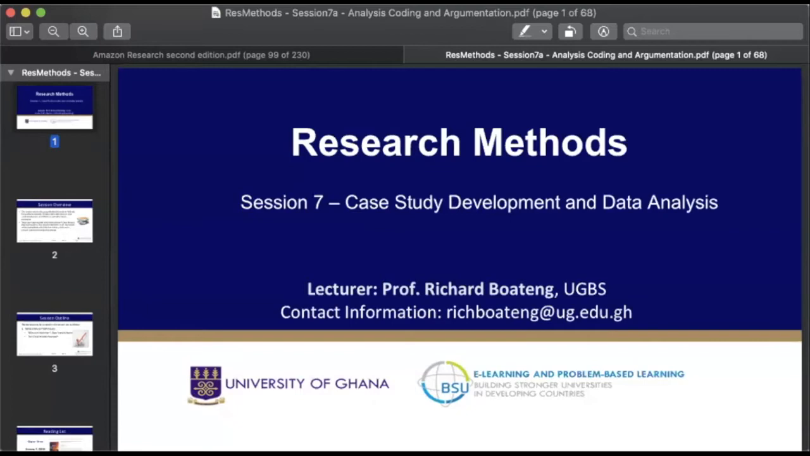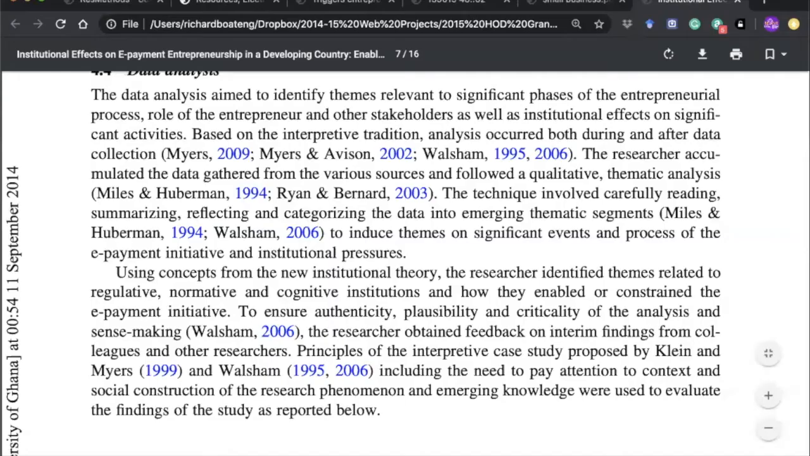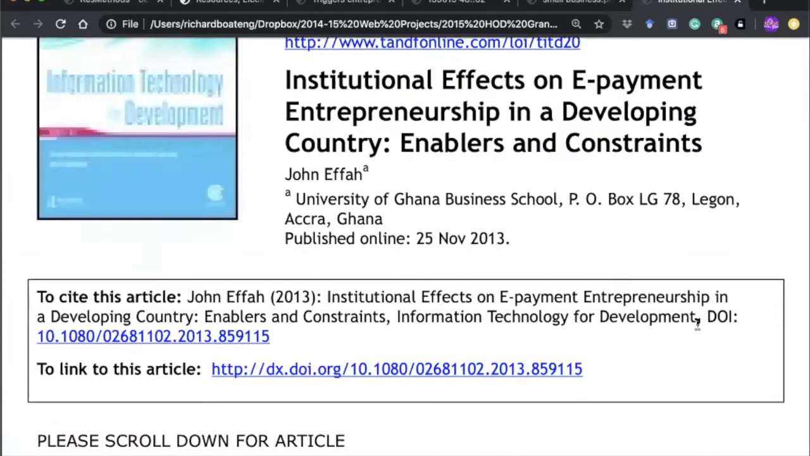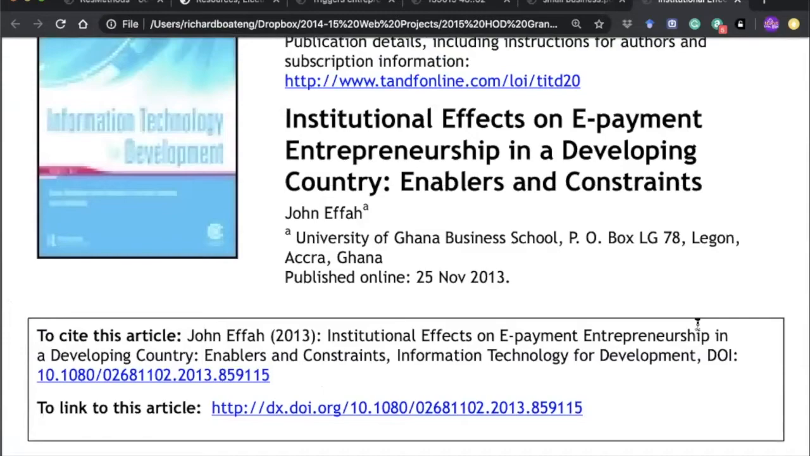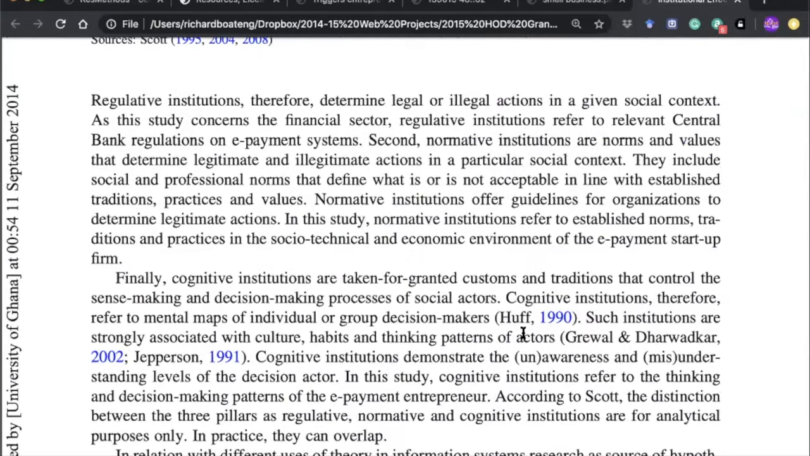Okay. So I'll share my slide. I'll share my slide, but I want to share a couple of papers that have some analysis in them. So this is a paper by Professor Fais. The title is Institutional Effects on E-Payment Entrepreneurship in Developing Country: Enablers and Constraints. And Professor Fais is an interpretivist. So when he writes his methodology, he writes it with an interpretivist perspective.